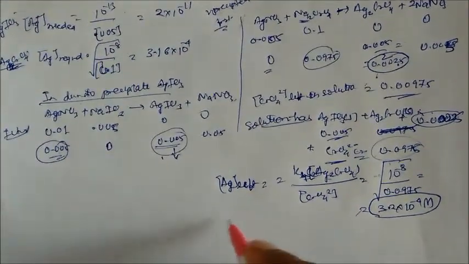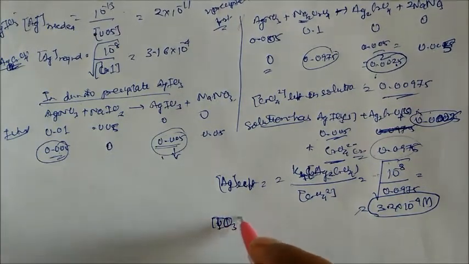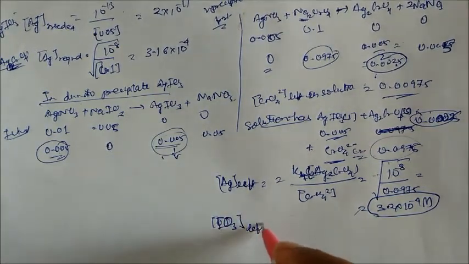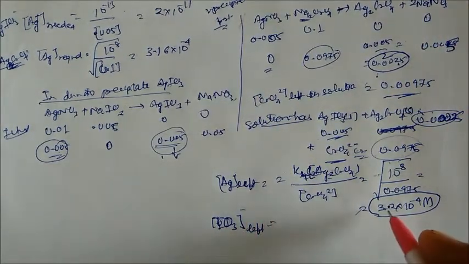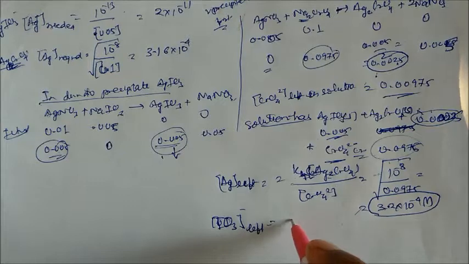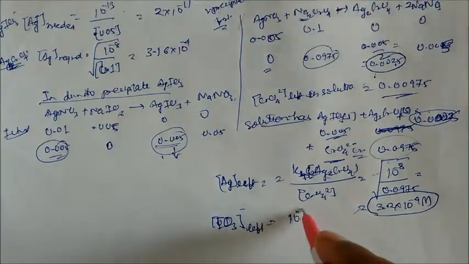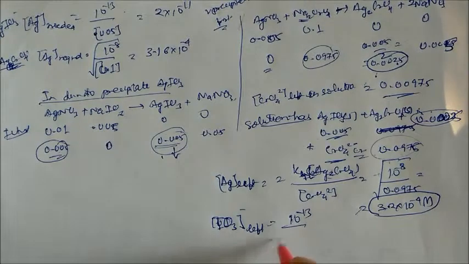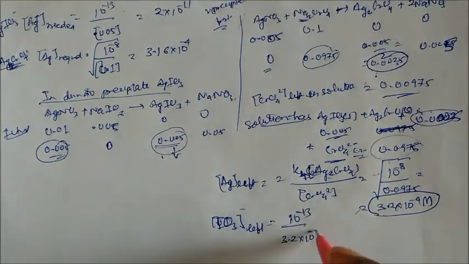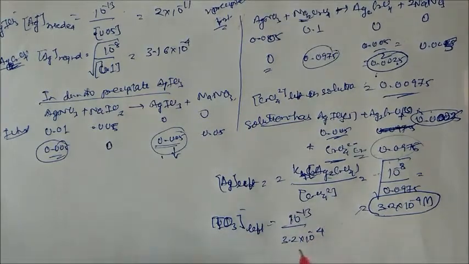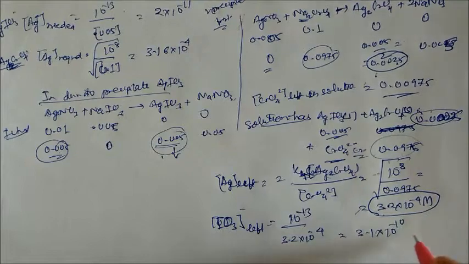Next is how much iodide is left in the solution. Again, for the iodide left in the solution, we have to take the concentration of silver. Here the Ksp of silver iodide is given as 10 to the power minus 30, and we divide by the concentration of silver, which is 10 to the power minus 4 molarity. On solving we will get 3.1 into 10 power minus 10 molarity.